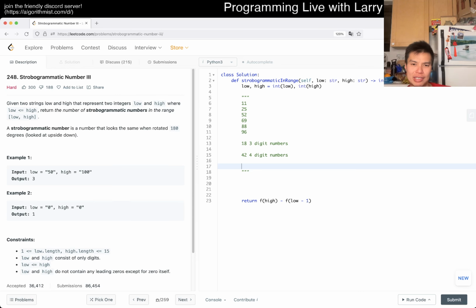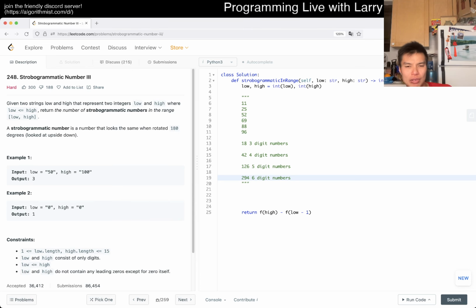And then how many 5-digit numbers? Well, 5-digit numbers are just going to be 4-digit numbers times 3, right? For the same reason. So it's like 126, right? And then 6-digit numbers is just 42 of those. 42 times 6, is it? Times 7, I guess. So 42 times 7 is 294. So now what do we have here, right?